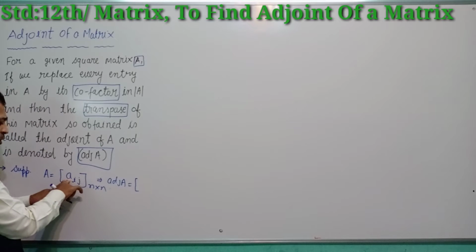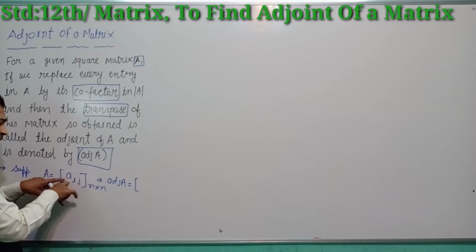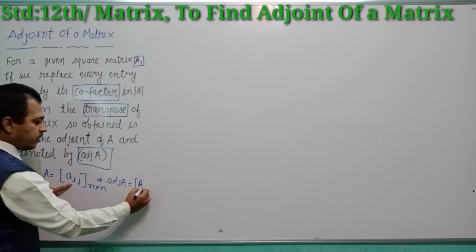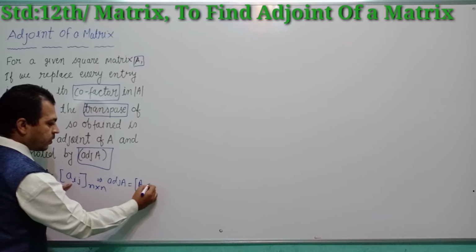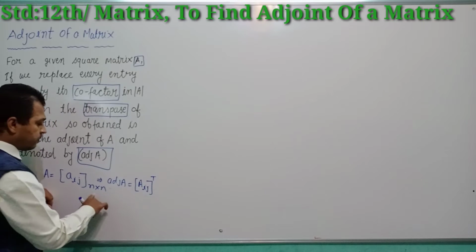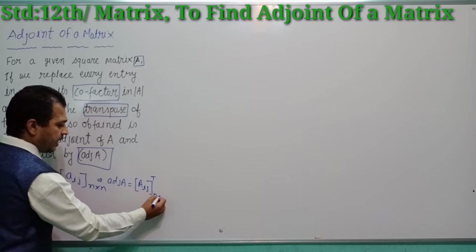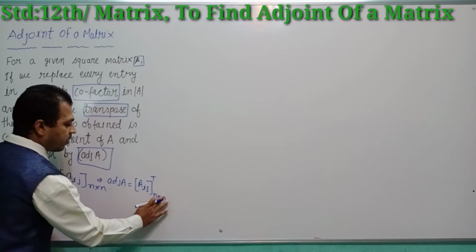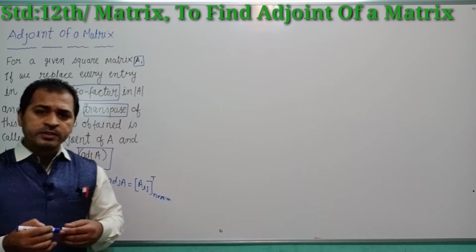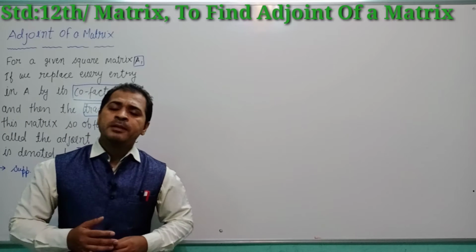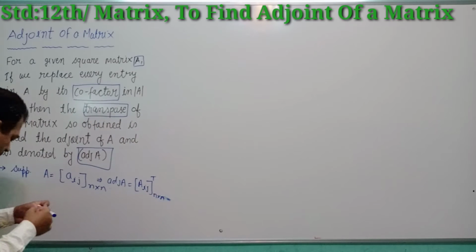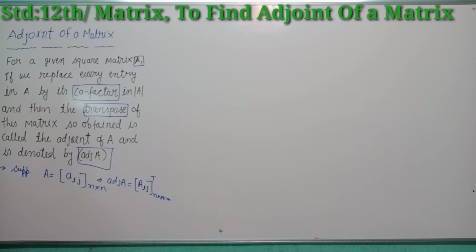Adjoint A can be written as the transpose of the cofactor matrix of A, where the cofactor of A is A_ij, with the same order n by n. Order n by n means the number of rows and the number of columns are equal, so you have to take a square matrix. Okay students, let us see over here.